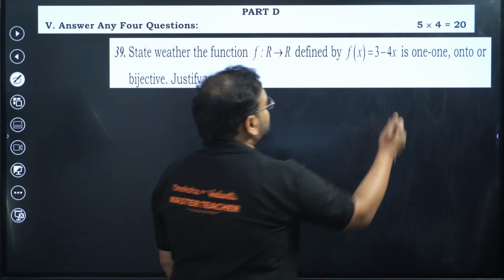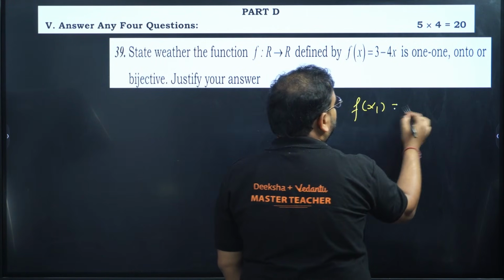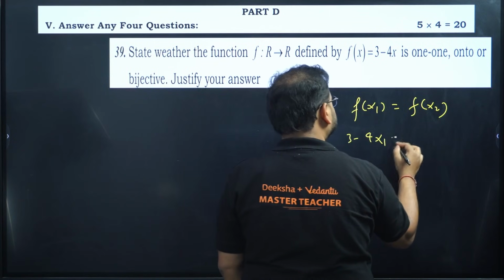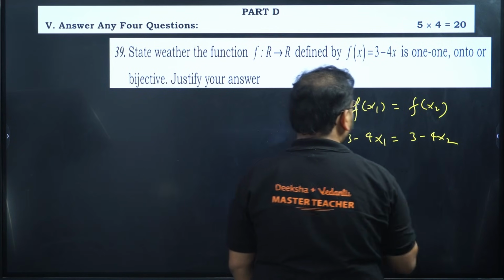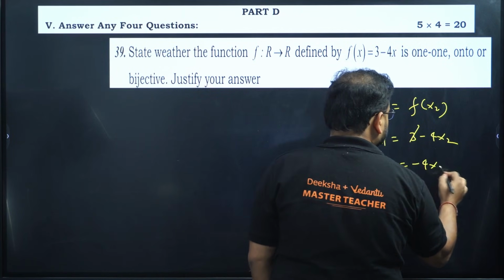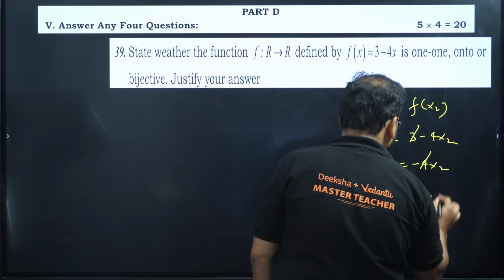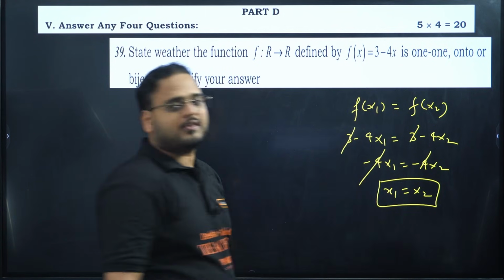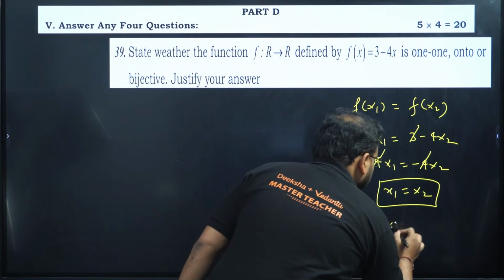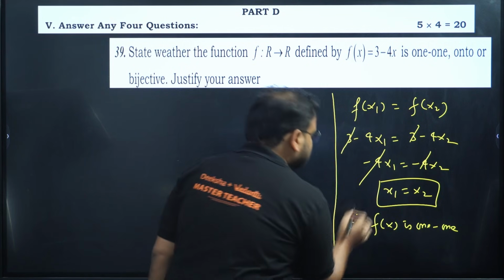Okay, so let's look for one-one first. For it to be one-one, we know that if f(x1) equals f(x2), apply this: 3 minus 4x1 equals 3 minus 4x2. 3 and 3 are cancelled. I get minus 4x1 equals minus 4x2. Minus 4 and minus 4 cancelled. It means x1 equals x2. So I started from f(x1) equals f(x2) and reached x1 equals x2. It means the given function f(x) is one-one. First part is justified.